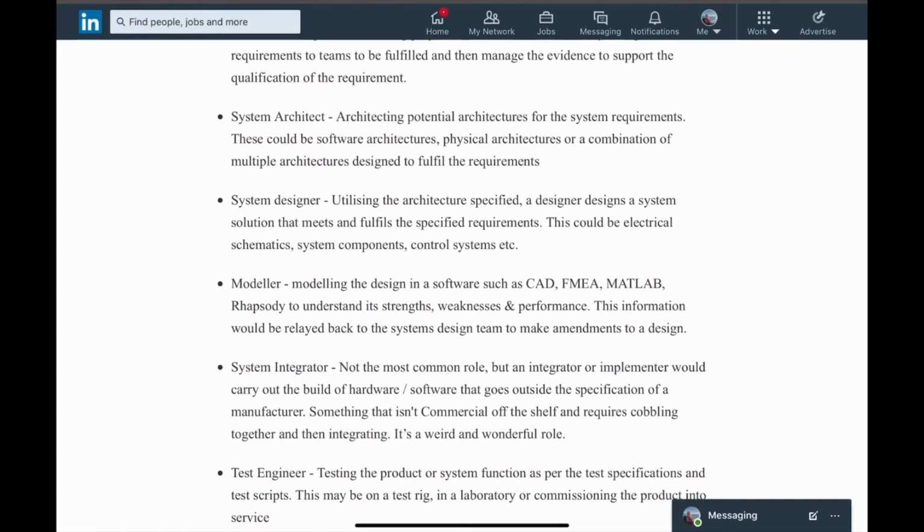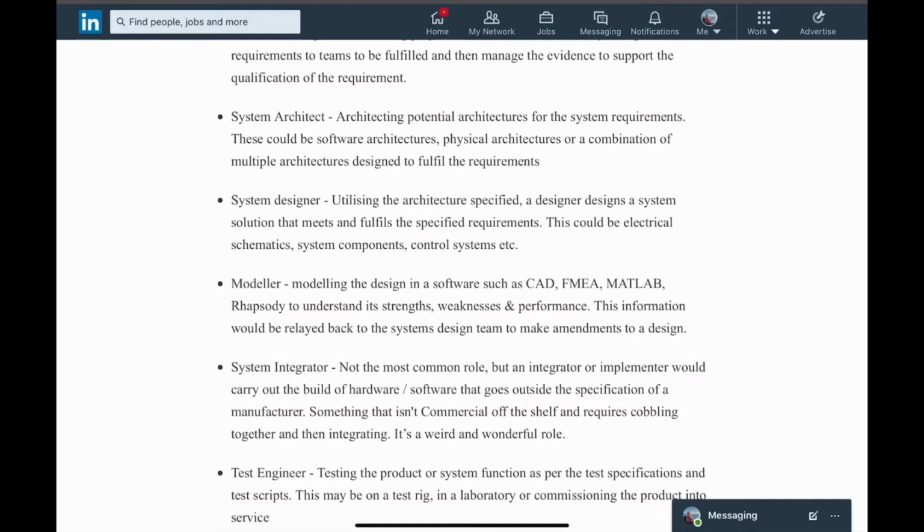Next up is system architect. So architecting the potential architectures for the system requirements. We're taking these architectures and then essentially exploring how we can fulfill the requirements by using one or more architectures. There could be multiple architectures. It's up to the system architect to decide which one is the most beneficial to the requirements.